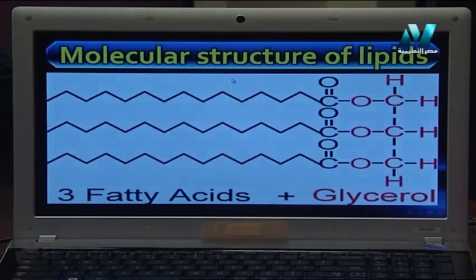Again, are lipids polymers or monomers? Polymers, big molecules. These big molecules are formed of monomers. What is the monomer of lipids? We call it fatty acids. How many fatty acids are in the lipid? 3 fatty acids connected with glycerol.